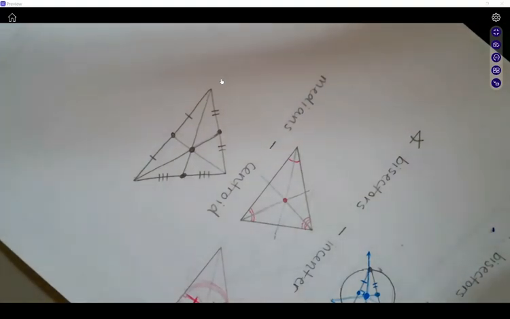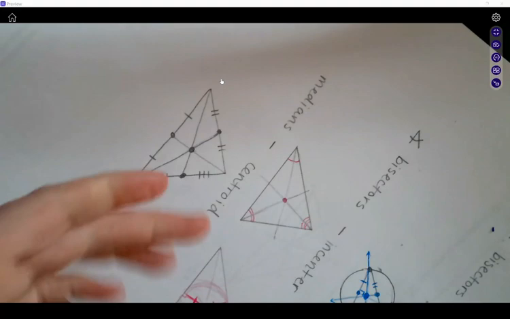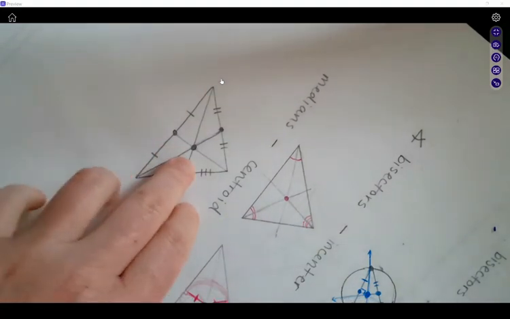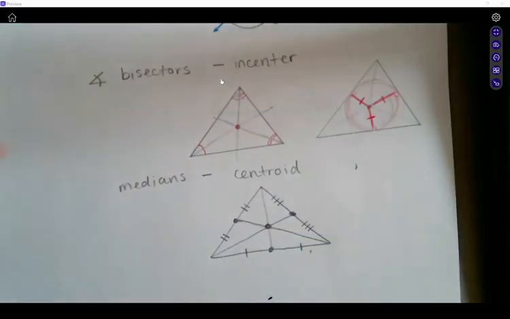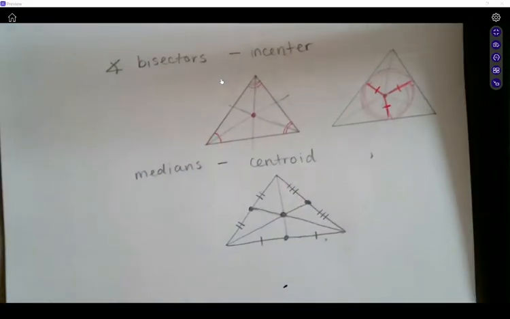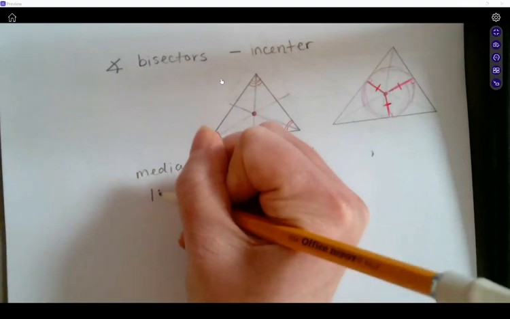The nice thing about medians is that when they do meet at this point of concurrency, the centroid, it gives us a nice ratio relationship. Does anybody remember the ratio? Yeah, there's a 1 to 2 ratio.